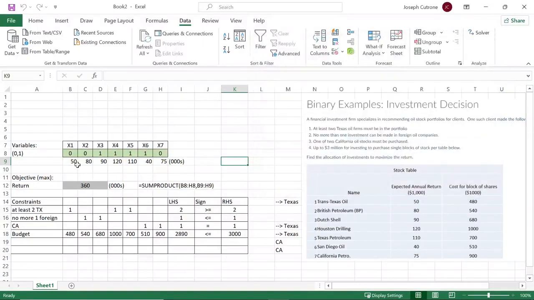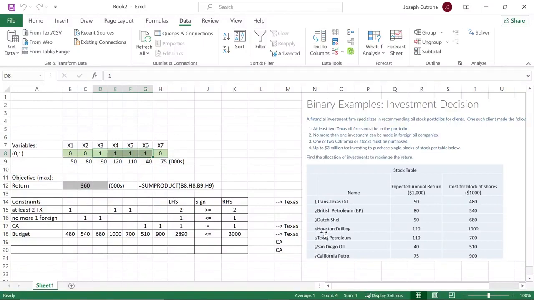And here it is. So Solver is coming back and saying, I want you to purchase X3, which is your Dutch Shell, X4, Houston Drilling, X5, and X6. And my return here is $360,000. So convince yourself that this purchase of X3 through X6, of the 3rd through 6th option, actually meets all of the constraints.